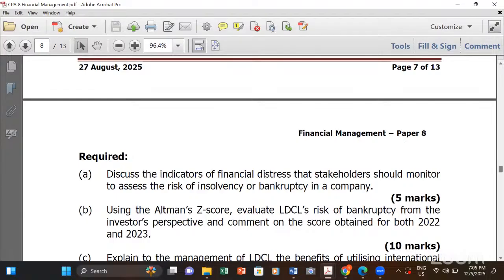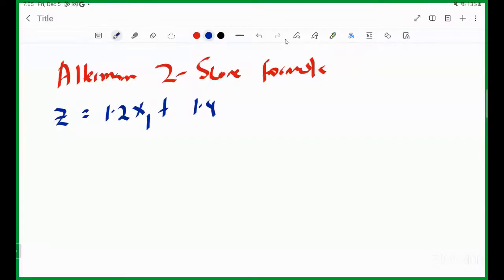He said my Z is going to be equal to 1.2, that's a constant, X1 plus 1.4, that's a constant. Come again? Oh, sorry, you can't see the screen. Sorry. You can see now? Guys, can you see the screen? I mean, people who are streaming online, can you see the screen? Yes, sir.